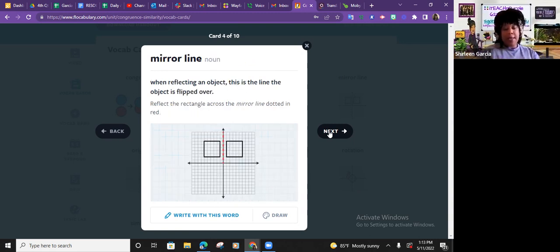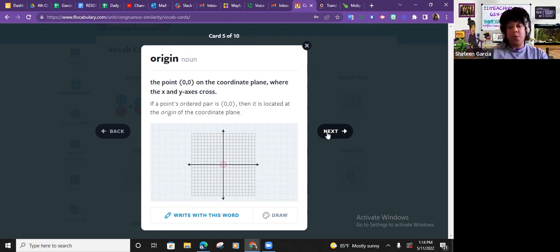Mirror, a mirror line. Think about when you look in the mirror, you see exactly what you're putting in front of the mirror. Okay. It's a reflected object. This is the line that the object is flipped over. So when you see a reflection in a mirror, it's, I don't want to say opposite, but it's flipped. I guess I can't think of a different word. So the left is on the right and the right is on the left in a mirror image, okay?